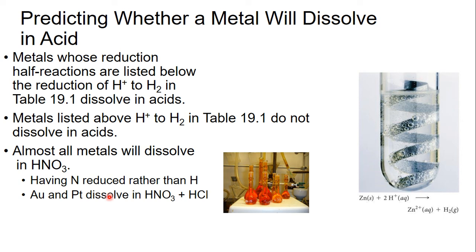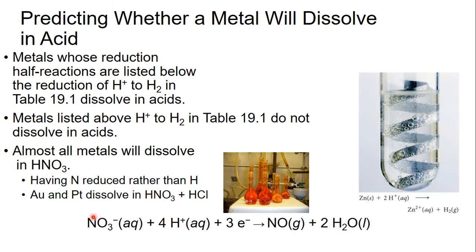Although, interestingly, most, if not all, metals will dissolve in nitric acid, because that is dependent on nitrogen being reduced rather than the hydrogen. While gold and platinum will dissolve in nitric acid and hydrochloric acid, but not just straight H+. And so here's a reaction of nitric acid, and nitric acid here is being reduced to nitrogen gas and water. And that is the reaction that happens when you dissolve metal in an acid.